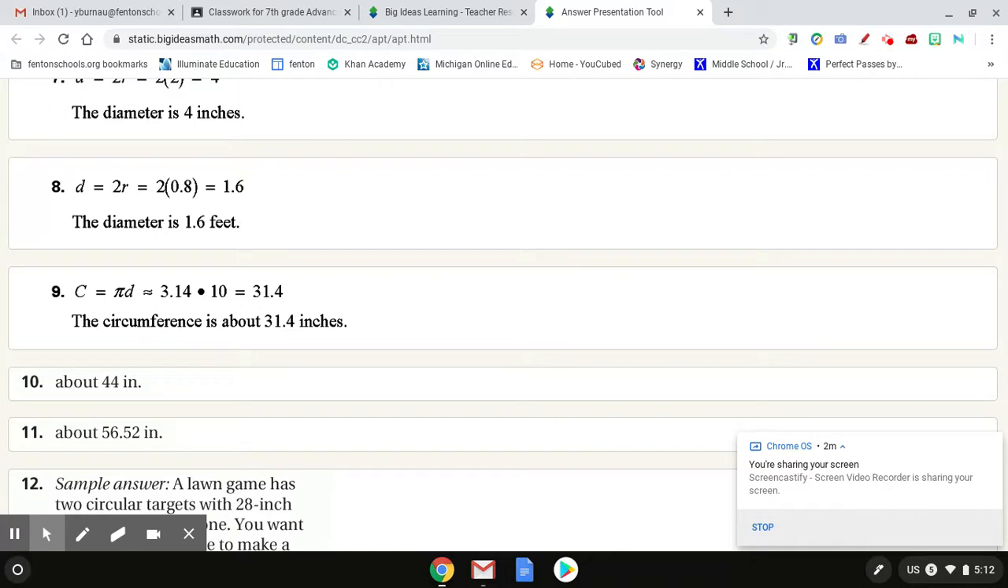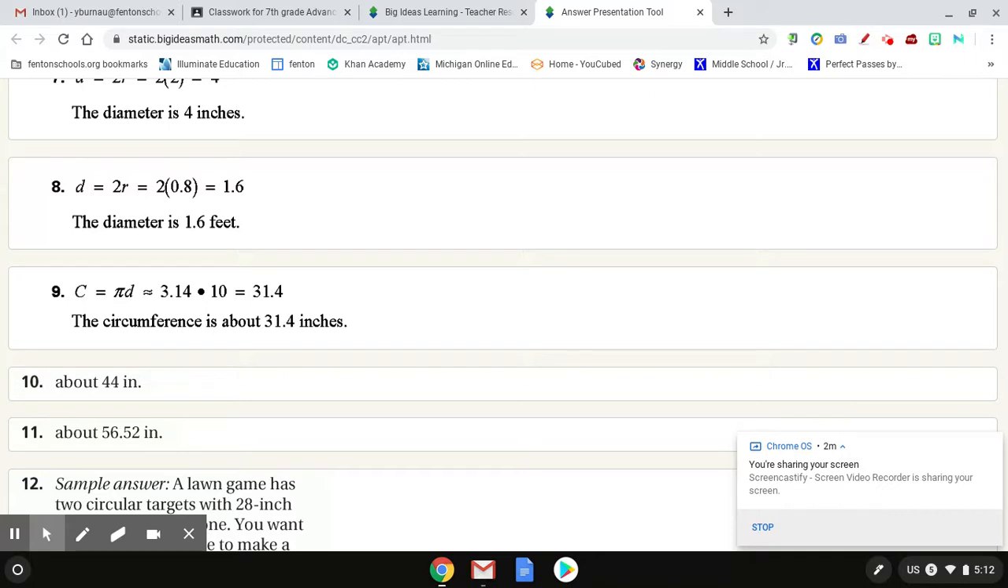So if diameter is given, all you have to do is multiply that by pi. If you use 3.14 as pi, you'll get 31.4 inches as the answer. If you use the pi button, it might be just a little bit different. Either will be fine, so it's not quote unquote wrong. You just have a better estimate when you use that pi button, okay?